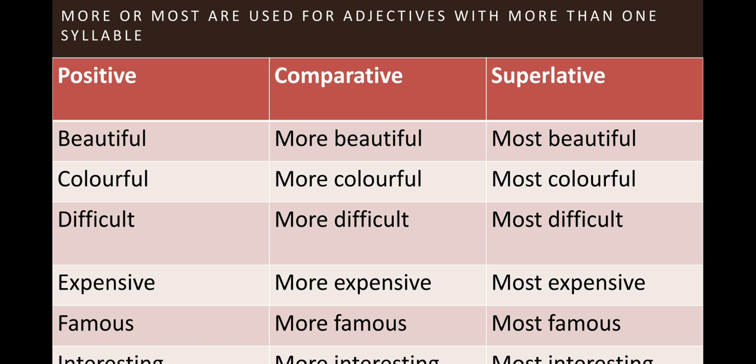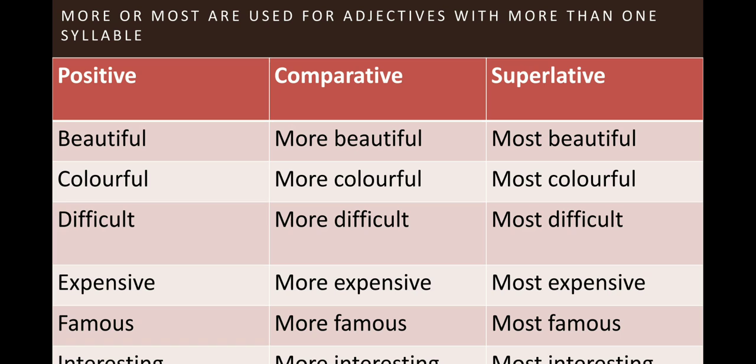Example, when we have adjectives beautiful, colorful, difficult, expensive, famous, and interesting, okay? The last word there is interesting. To make the comparative form of this adjective beautiful or colorful, difficult, expensive, famous, or interesting, we have to add more, okay? Because the words here have more than one syllable. And when we are making the superlative form, we add most.